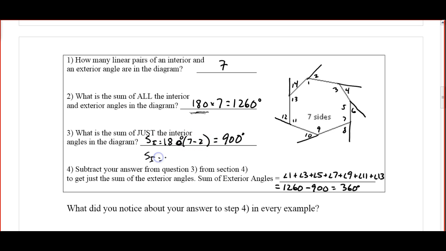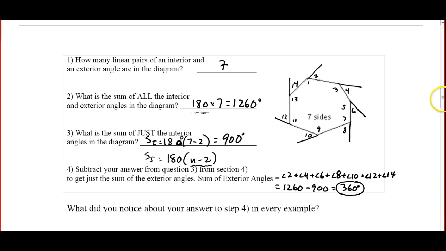Remember our formula, S of I is equal to 180 times the number of sides minus 2, because this tells us the number of triangles that we could make, and that's going to be 900. So if we subtract the inside ones from all the angles, we'll end up with the outside ones. Oops, I label those backwards. We want the even ones here. So we've got angle 2 plus angle 4 plus angle 6 plus angle 8 plus angle 10 plus angle 12 plus angle 14. Those are the exterior ones. So that's 1260 minus 900, which is 360 degrees again.